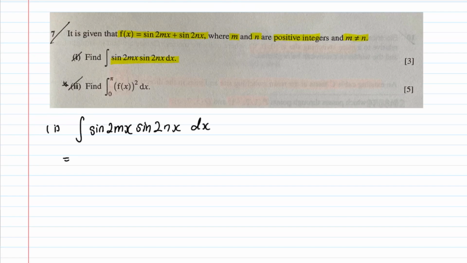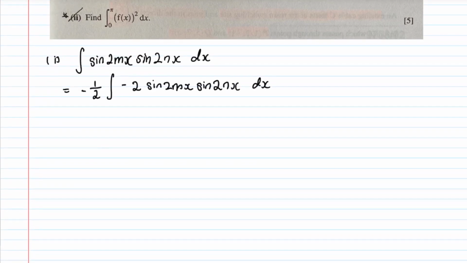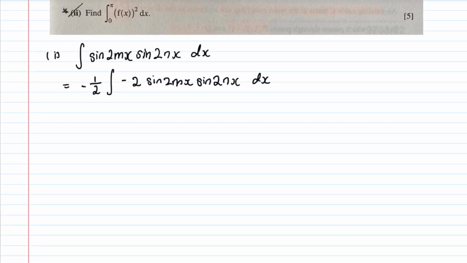So this would equal negative half. I need to force the negative 2 into the equation, so I'm going to take negative half in front, just make it imaginary first. And then over here I'll have negative 2 sine 2mx sine 2nx dx. That is all. Now what you can do is very simply use your trig identity and slot in your formula sheet. So it's just copy pasting now.